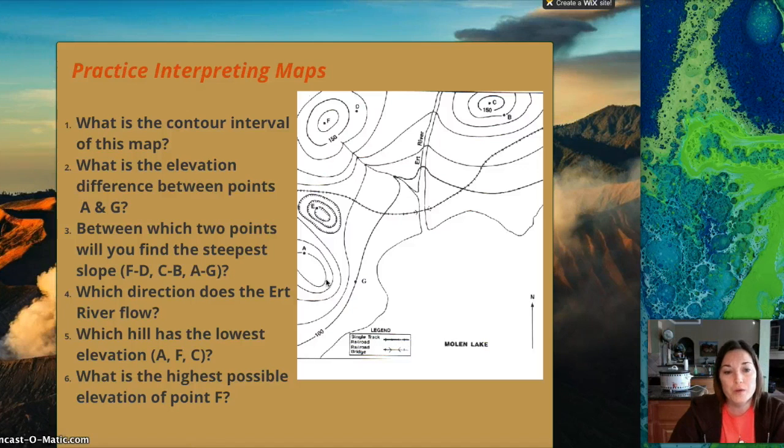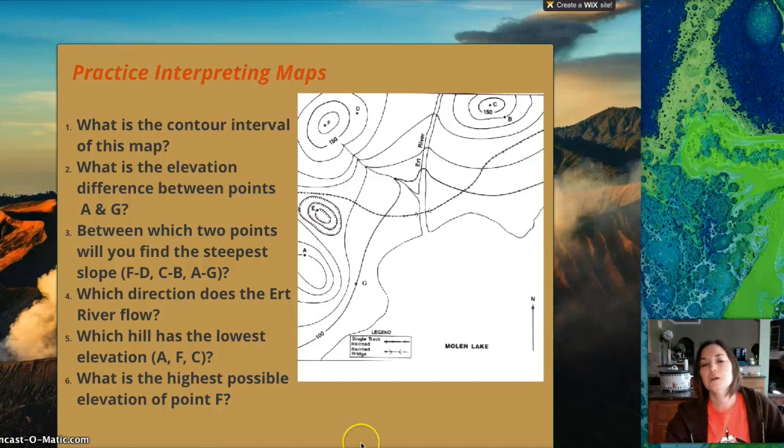Between which 2 points would you find the steepest slope? Between A and G, F and D, or C and B? Well, it's going to be between A and G here because the contour lines are closer together. Therefore, this will be a steeper slope. So the next question is, which direction does the River flow?